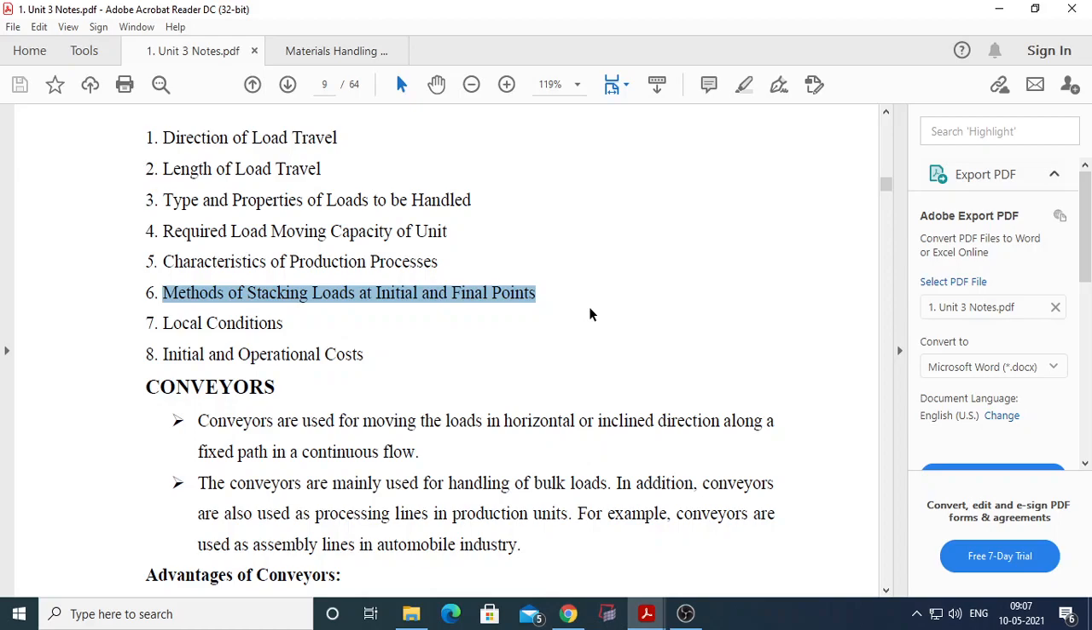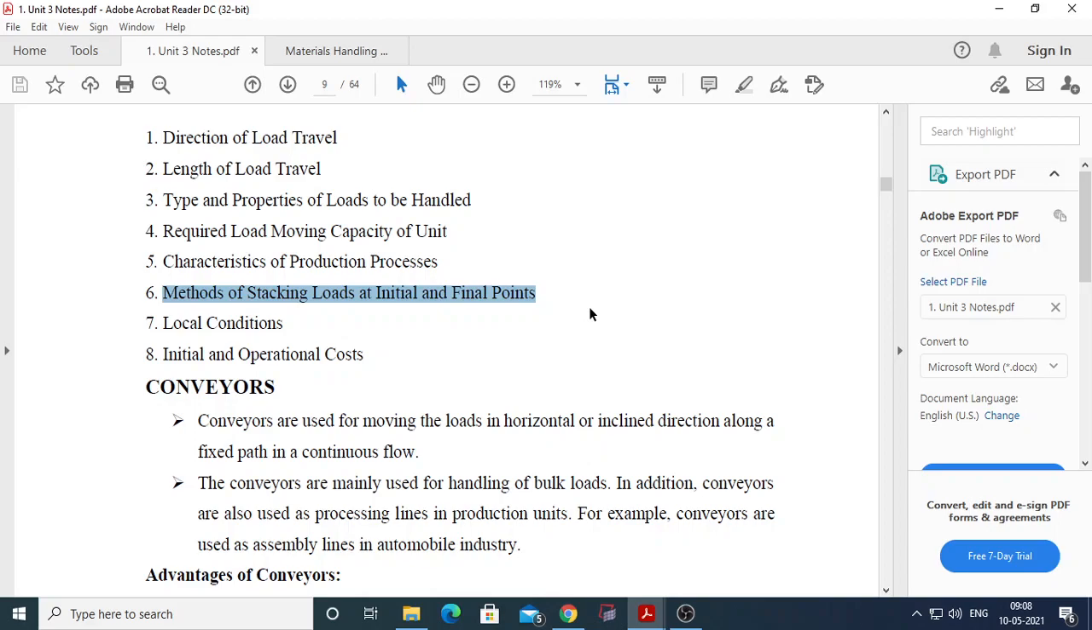Where is the loading point and unloading point, you have to set that. Then after that you have to check which load we want to store. There are two types, bulk load or unit load. If bulk loads are stored, then conveyors are used.